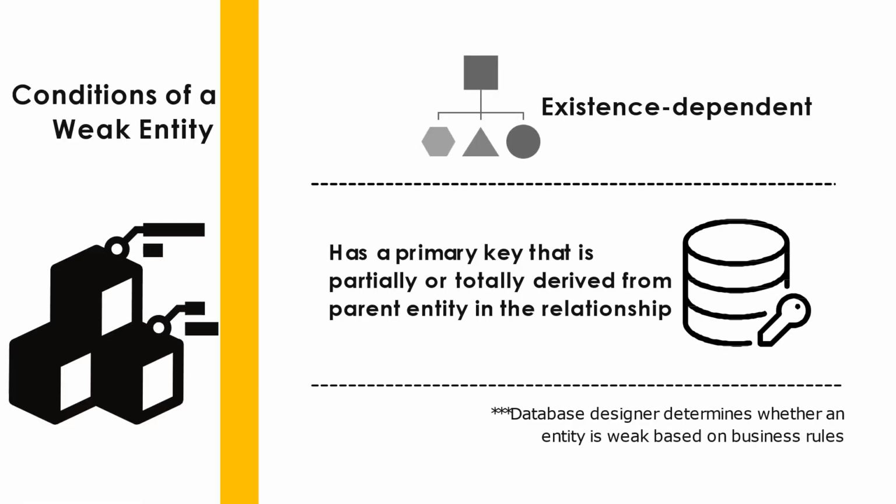The following are the conditions of a weak entity. First, it is existence dependent. Second, it has a primary key that is partially or totally derived from the parent entity in the relationship. In other words, you have a foreign key in the entity that is also a primary key.